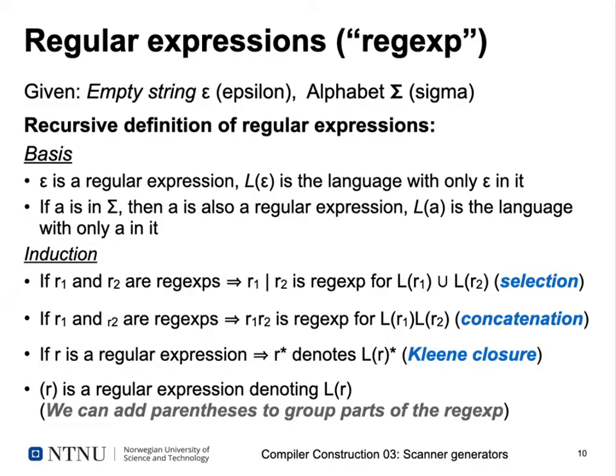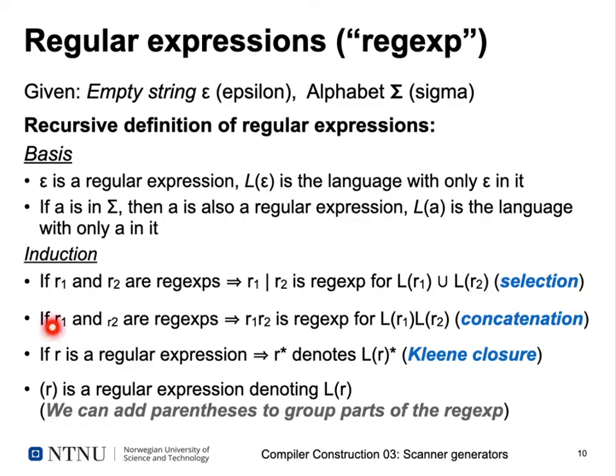And from this basic introduction here, we can induce several more complex elements. So again, we're going from very simple cases to constructing more complex cases here. So we have the first induction here. If some regular expressions R1 and R2 are regular expressions, then we can write R1 or R2 as the regular expression for the union of the regular languages generated by R1 and R2. This is a so-called selection operation.